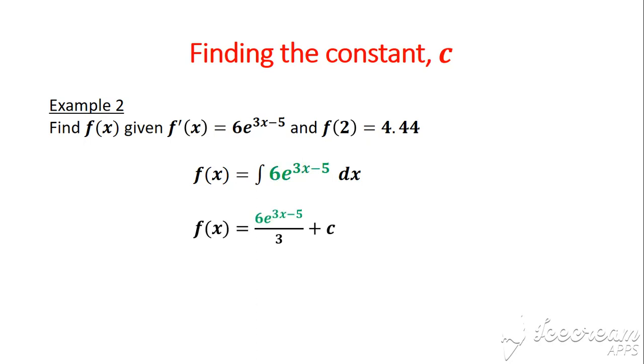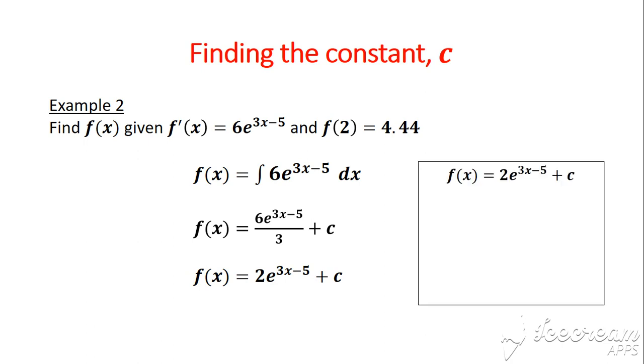So we're going to integrate 6e to the power of 3x minus 5, which integrates to itself, but we must divide by 3 because this is a composite function, and we must divide by u dash. And don't forget your plus c. Now, 6 divided by 3 simplifies down to 2, so we've simplified it down to 2 times e to the power of 3x minus 5 plus c.